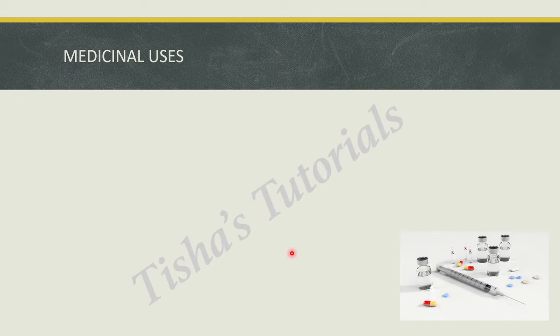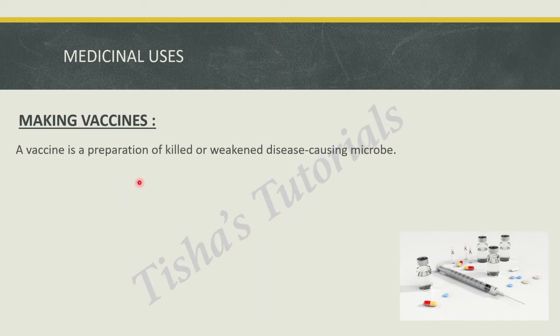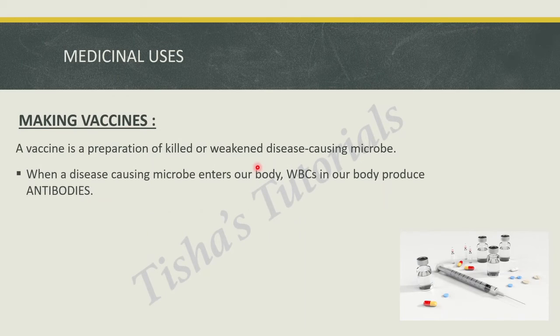Making of vaccine also involves use of microorganisms. Let us first see what is a vaccine. A vaccine is a preparation of killed or weakened disease-causing microbes. See, there are various microbes which enter your body and make you ill or give rise to various diseases. In a vaccine, a disease-causing microbe is completely killed or weakened by various methods in the laboratories.